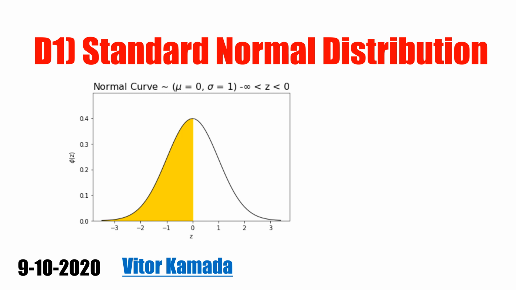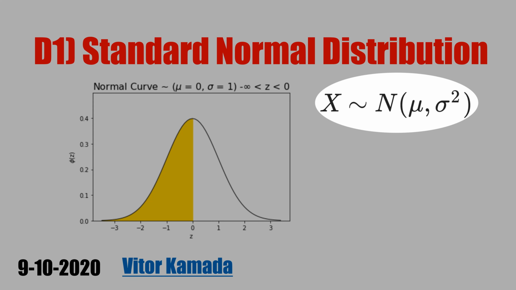In this video, let's learn what is normal distribution. In this chart, you can see the famous normal curve or bell-shaped curve. Normal distribution is an assumption that you make about the random variables. For example, this random variable x follows normal distribution with mean mu and the variance sigma square.